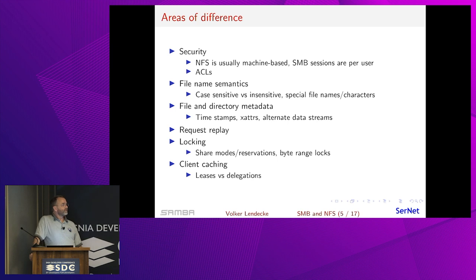Then we have differences in file semantics and file name semantics. This is a minor topic, I would say. This is pretty much solved. You have case insensitivity. In some Windows protocols, you can't have a colon in a file name. You can't have a quote in a file name. This is not really interesting. You have to take care of it by special quoting or something, but it's not really common infrastructure. Then we have somewhat different file and directory metadata, but this is also not so different.